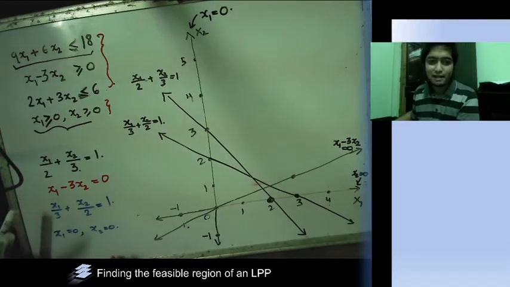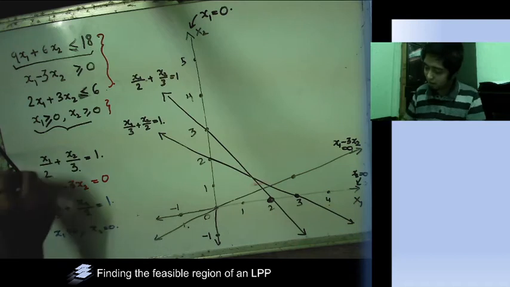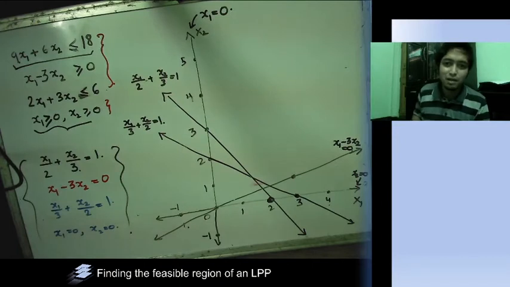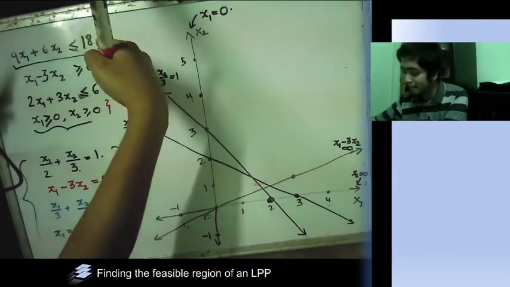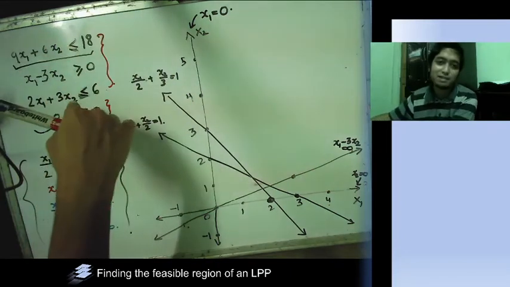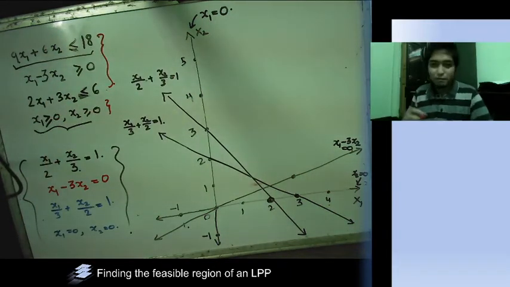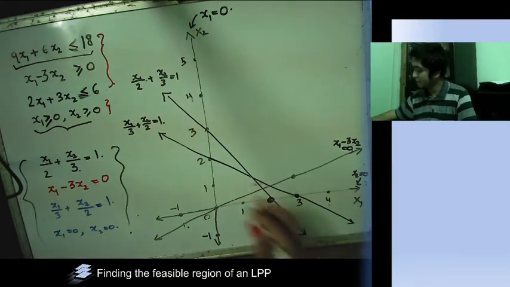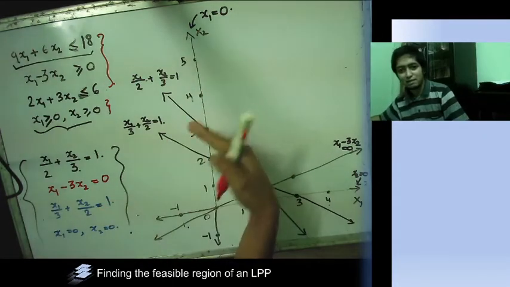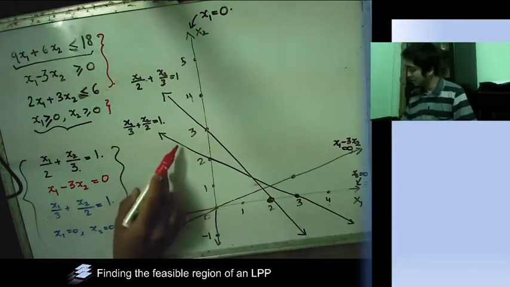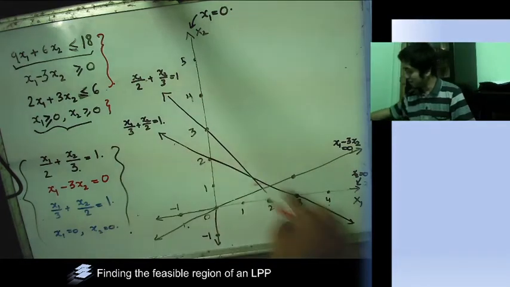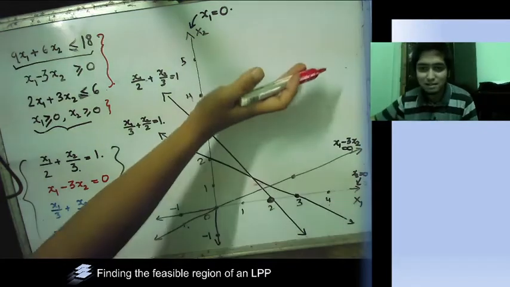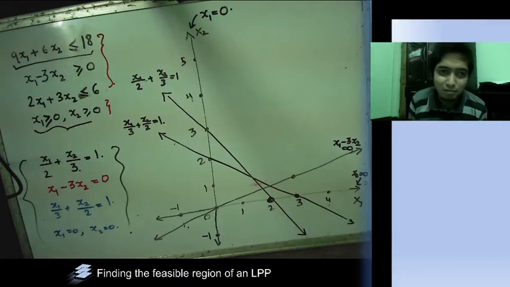After plotting the lines, you now forget about these equalities. These equalities are only needed for you to plot these lines. After plotting the lines, you come back to the inequalities that we have. But first, you need to know that a line divides the plane into two parts, this side and this side. Similarly, this line divides the plane into this side and this side. This line also divides the plane into two sides. You need to keep that in mind.